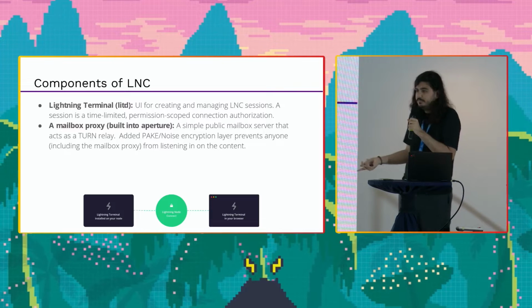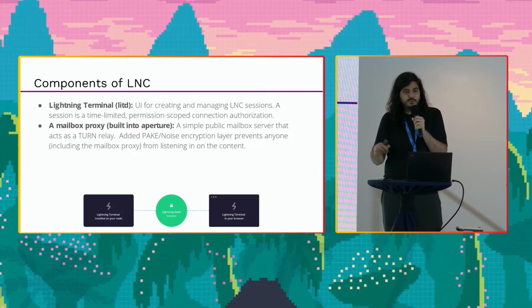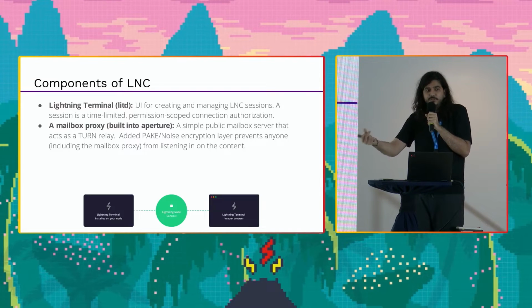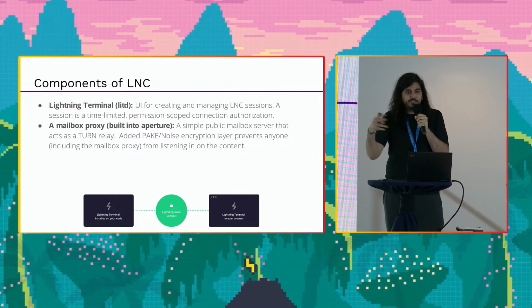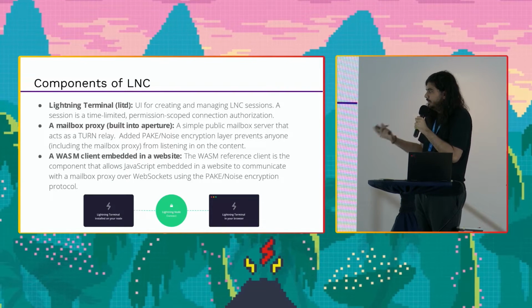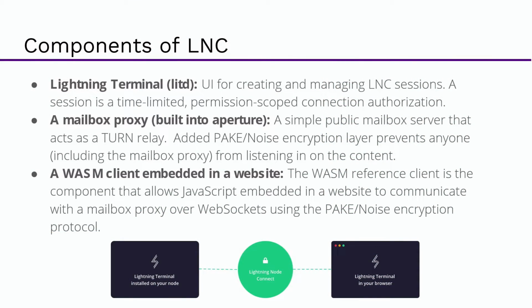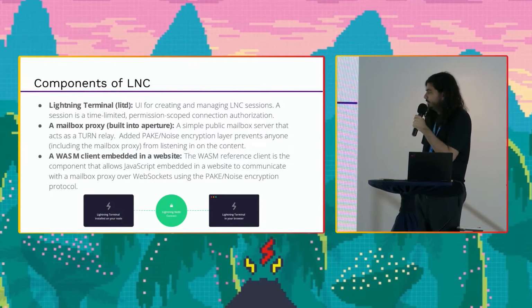This mailbox proxy, right now, is run by us at Lightning Labs, but anyone will be able to run their own proxies. Although you're trusting this proxy to run the service, they can't read any of the messages or content or anything that is being communicated between the LNC or your node and the WASM client embedded into a website or application. So it uses Pakê, Noise, encryption, and all those things that I won't be able to explain here, but Evan's presentation will explain it better, and also the docs.lightning.engineering.